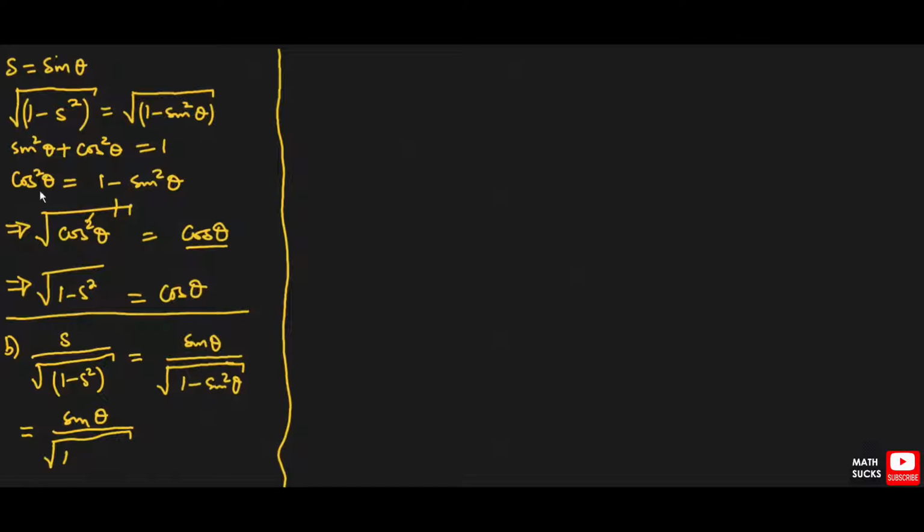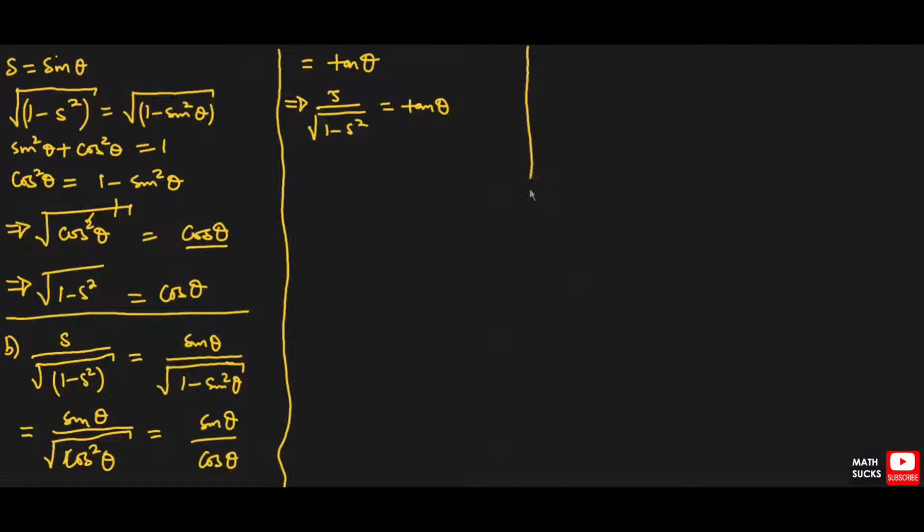So this is 1 minus sine squared. We'll see that it's cos squared, and so this is the square root of cos squared theta, which simplifies to sine of theta over cos of theta. So we could just straight away substitute for that, but we just need to include this in our steps. And so this becomes tan of theta, and so that's where it ends. So thereby you can say s over the square root of 1 minus s squared is equal to tan of theta. So that's how we simplify that problem.